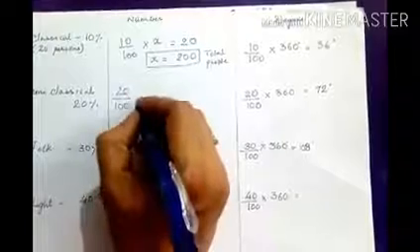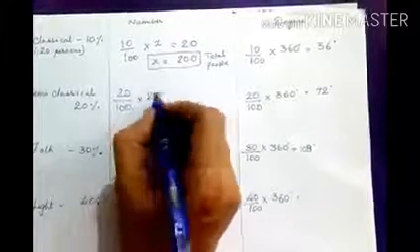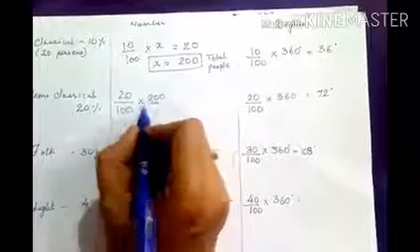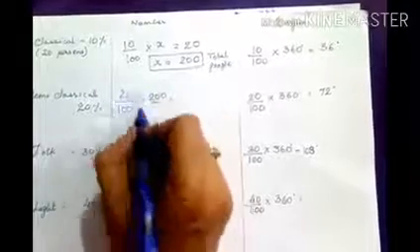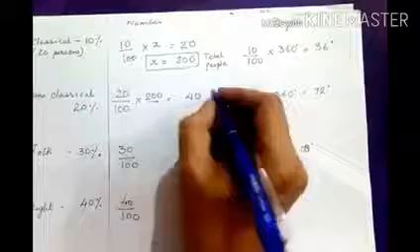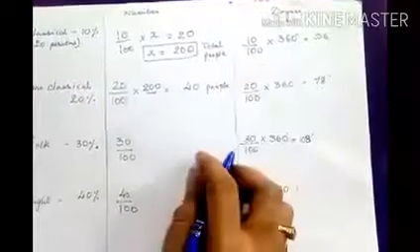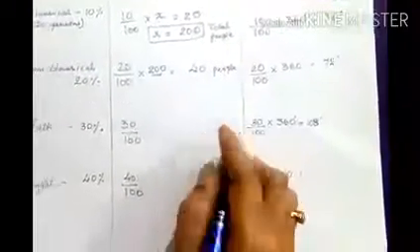20% means 20 upon 100. So how many people? This is the total number of people. Now I'm going to convert percent into number. So what I'm going to get? 40. So how many people like semi-classical? 40 people like semi-classical.